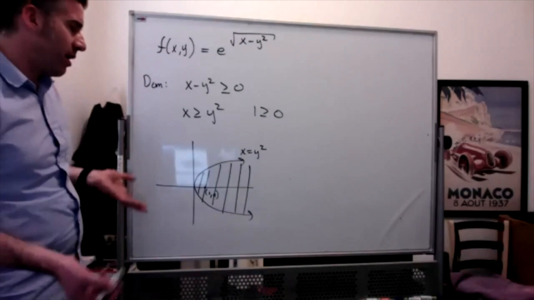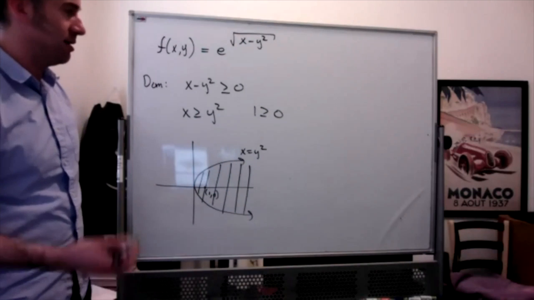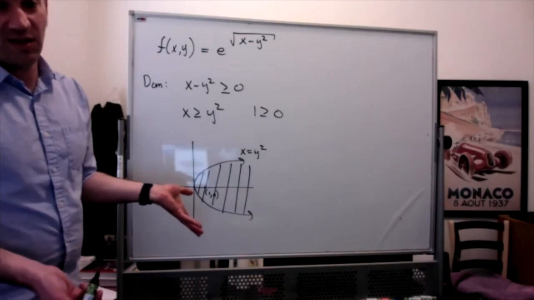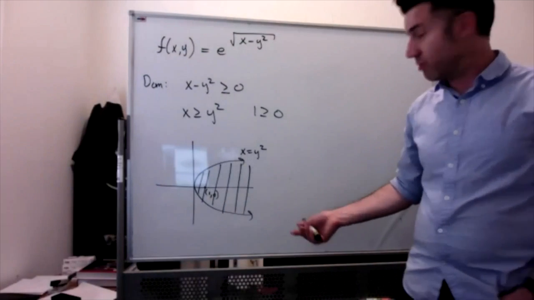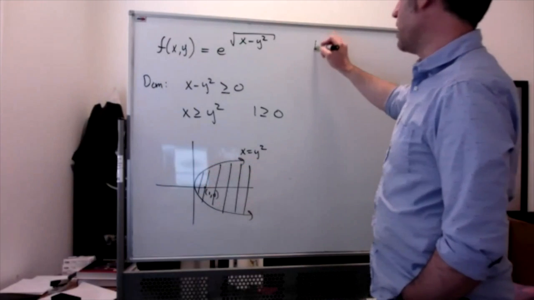And we could write it. You could say the domain is the set containing all points x, y, such that x minus y squared is greater than or equal to 0. I don't think you need to do that though. I really think Professor Lewis is going to be more interested in you being able to think about what the domain looks like. Let's talk about the range.